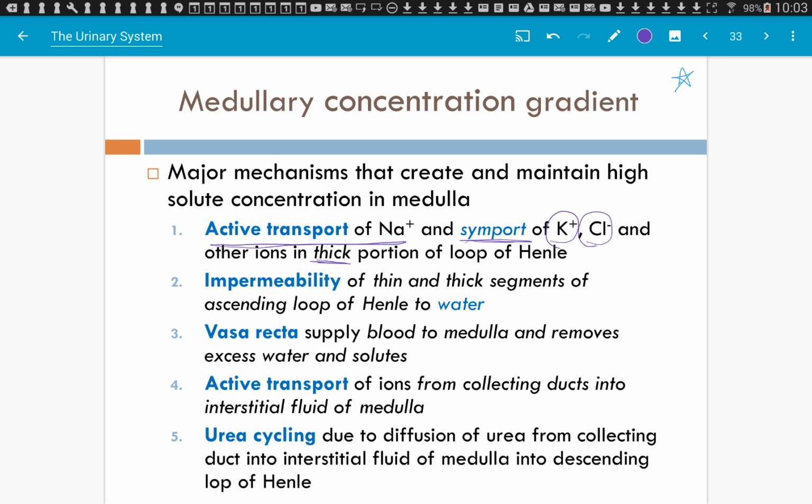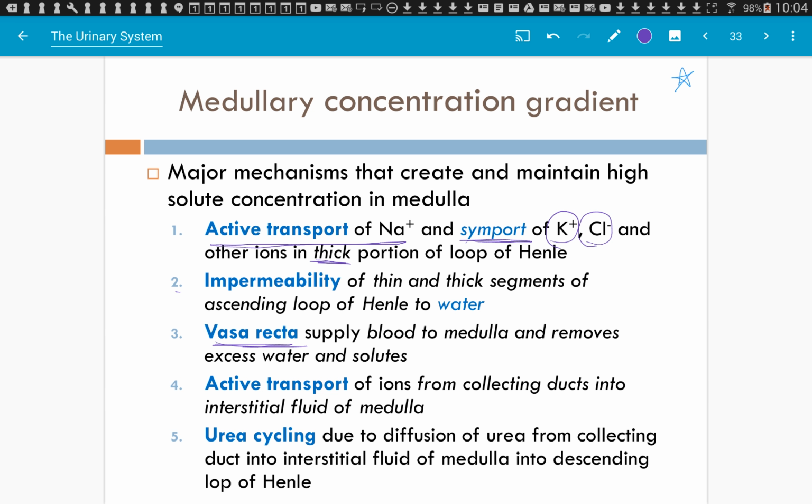Okay, the second mechanism, right here, impermeability in the ascending loop of Henle to any water at all. No water can leave. You actively can transport sodium chloride, or passively, depending on if it's the thin or the thick segment, but absolutely no water can leave that ascending loop of Henle. Then you have the vasa recta, which is the blood supply to the medulla, and that helps reabsorb excess water and solutes you want to keep, like maybe calcium, for example.